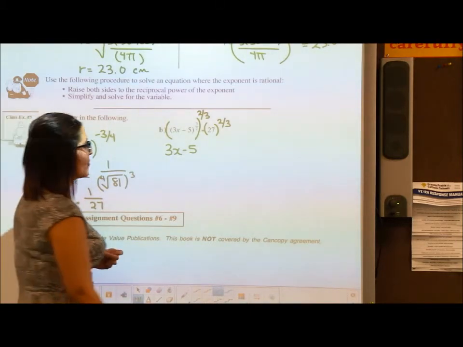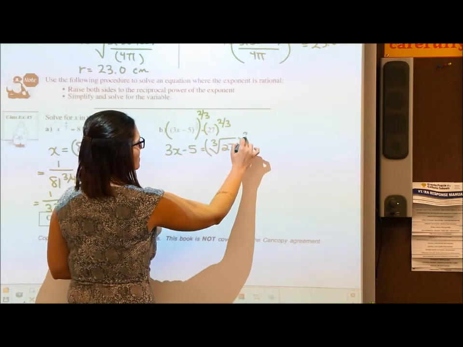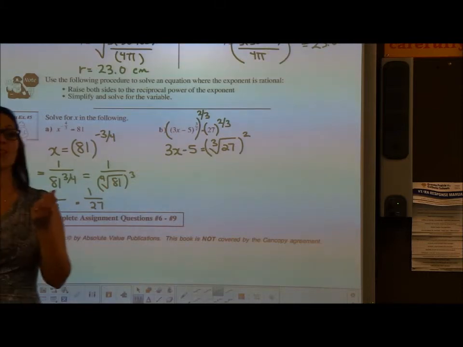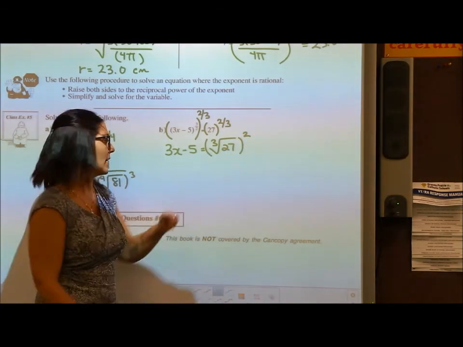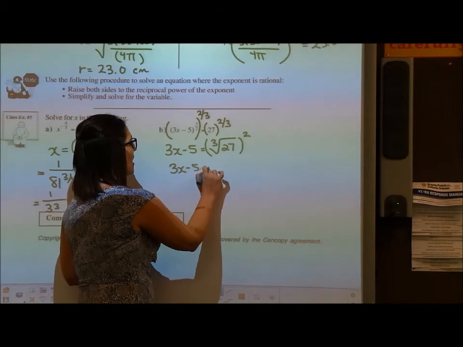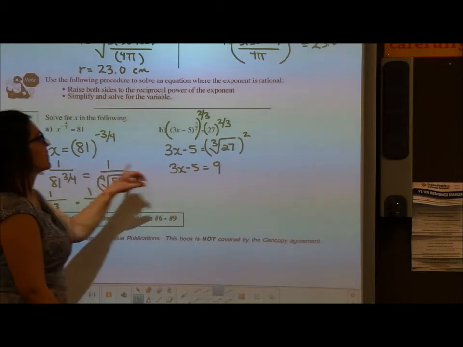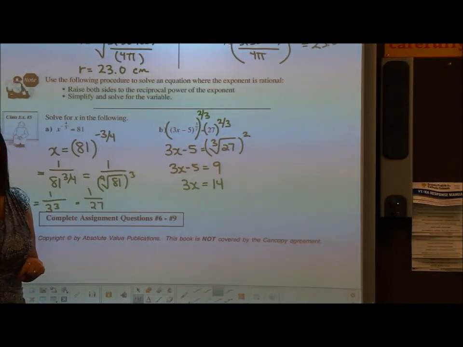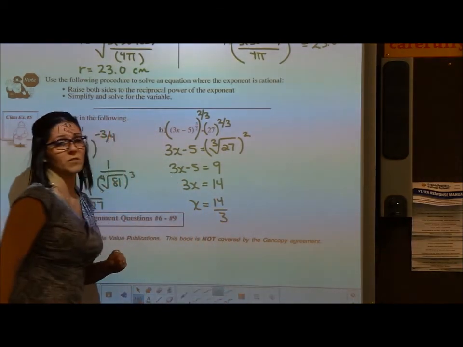And then 27 to the power of 2/3 is the cubed root of 27, which is what? 3. So the cubed root of 27 is 3, and then when I square 3, I get 9. So I get 3x minus 5 equals 9. How do I solve for x? Add 5 to both sides, which gives me 14, and then do what? Divide by 3, and I get that x equals 14/3.